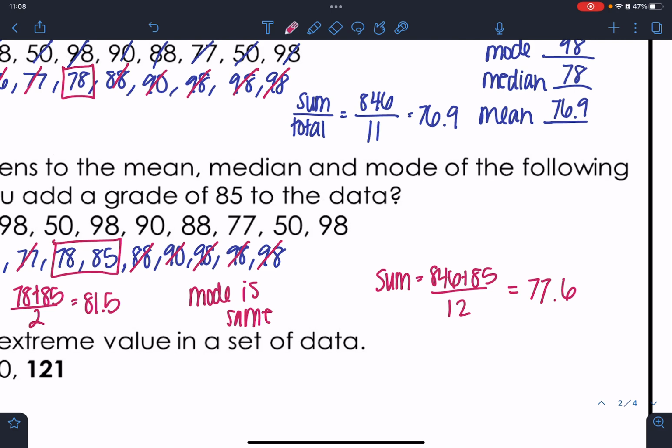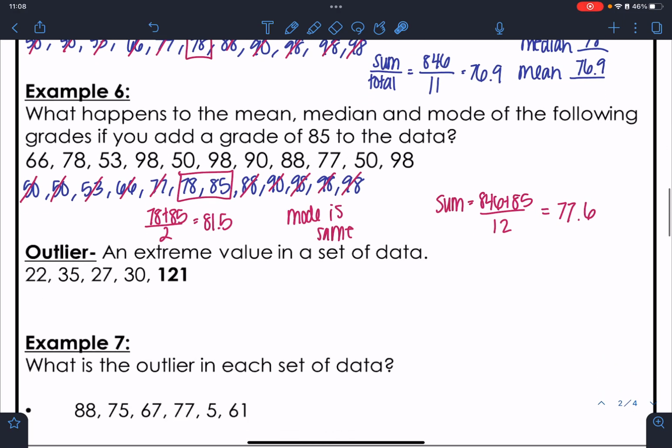So what happened to my mean? Here was my original mean that I have circled. Here's my new one. What happened there? It also went up. That's because, again, that number 85 is higher than my original mean. So if you're adding numbers that are larger, it's going to keep bringing your mean and your median up.